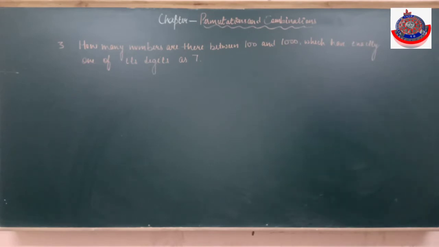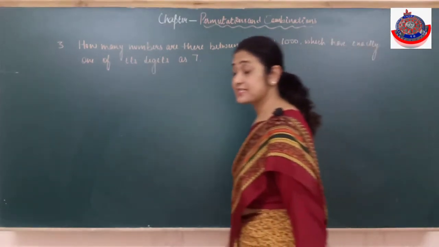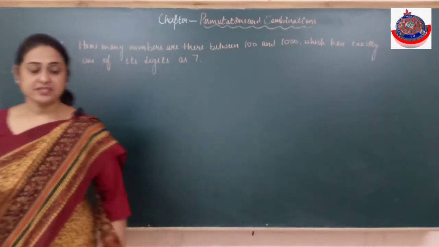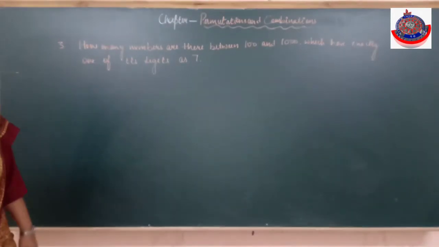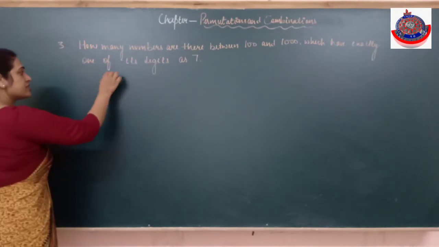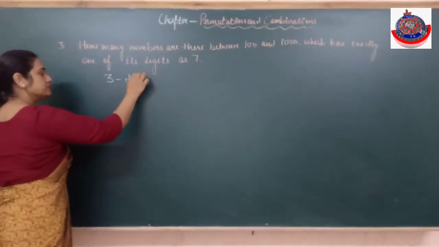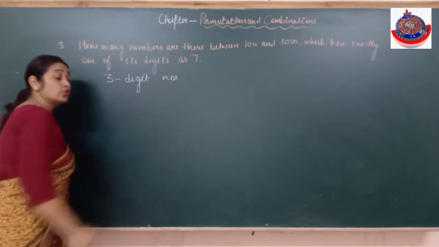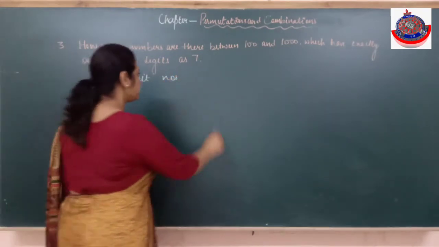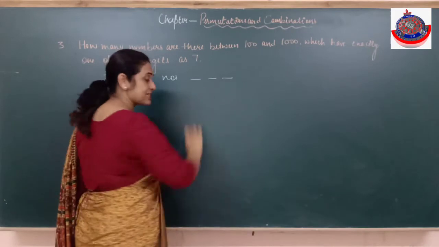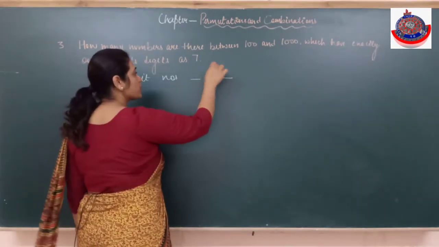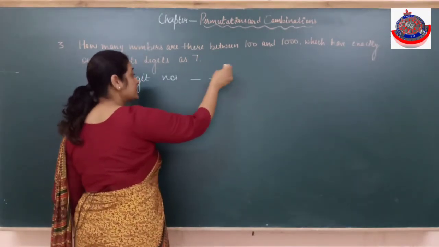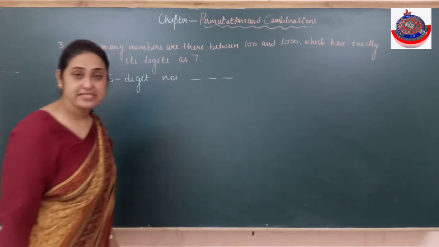How many numbers are there between 100 and 1000 which have exactly one of its digits as 7? Exactly one of its digits is 7. First of all, between 100 and 1000, what will we have? 3-digit numbers. We have to frame 3-digit numbers. So 1, 2, 3 blanks I have to fill: the ones place, tens place and hundreds place.